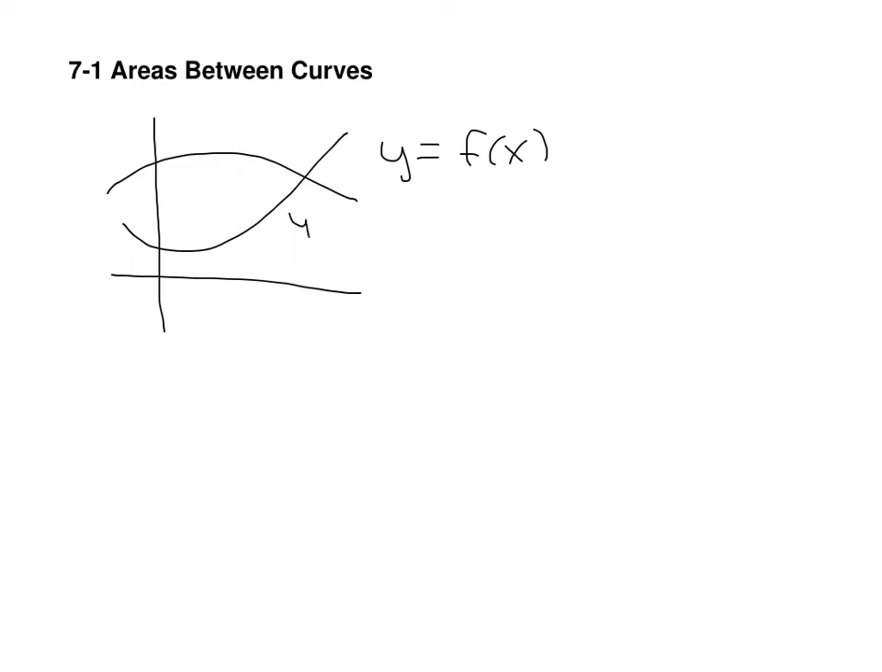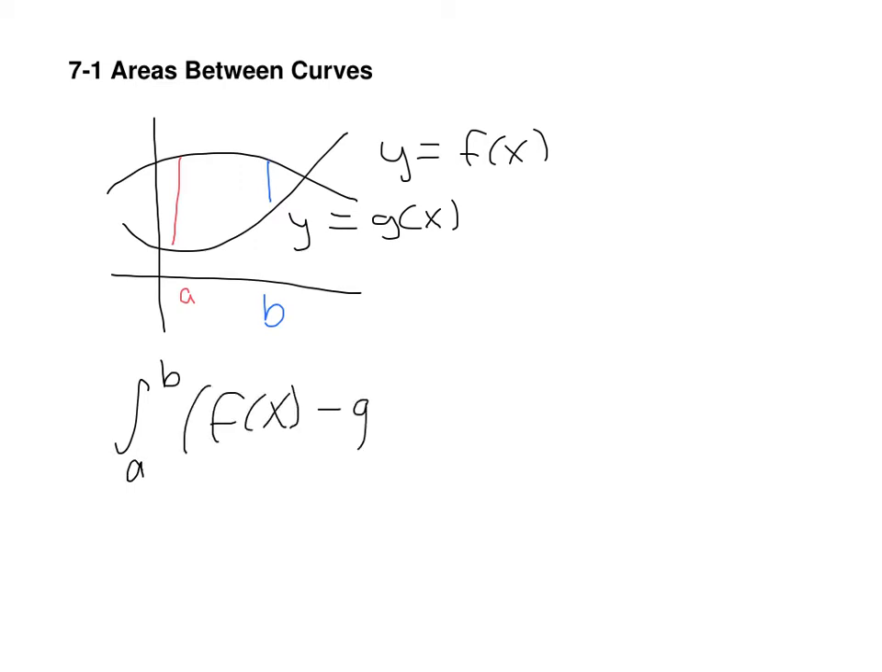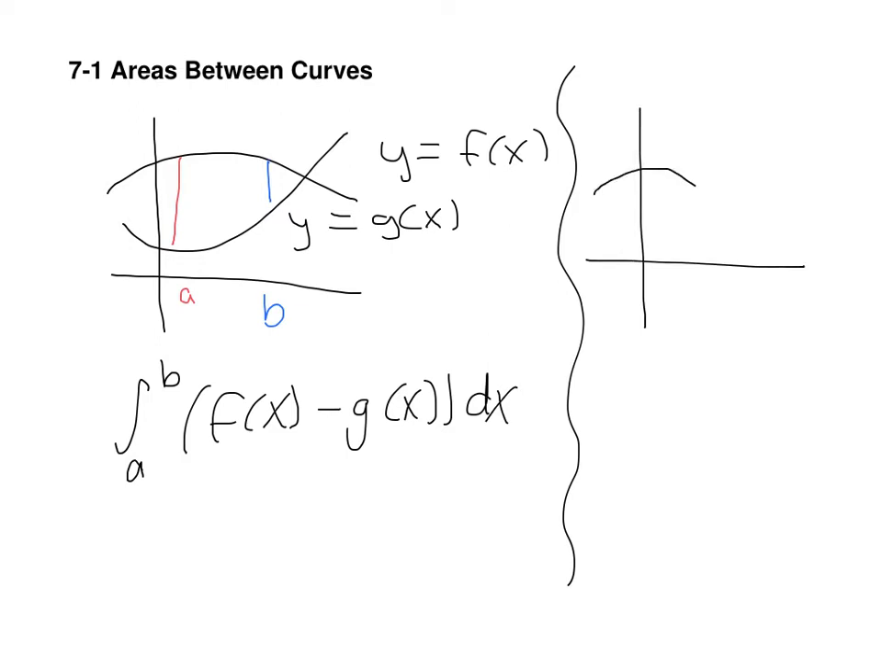So suppose we first of all have two curves, y equals f of x and y equals g of x. We want to find the area between them, between some value x equals a to x equals b. Now, provided that f of x is greater than g of x between a and b, we simply compute the integral from a to b of f of x minus g of x dx.